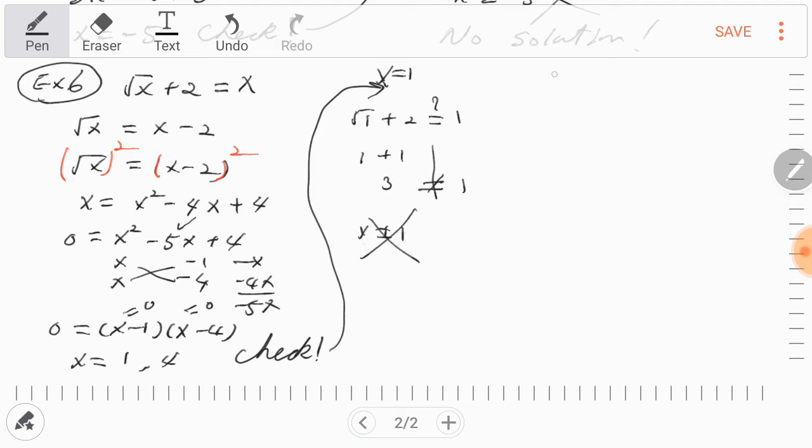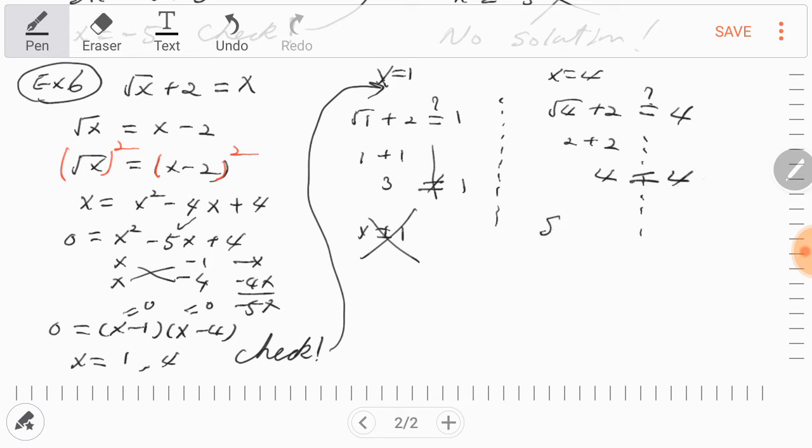Okay, what if x equals 4? Let's check it again. So square root of 4 plus 2, is it equal to 4? Just replace the x with 4 in the original equation. Then 2 plus 2 equals 4, and this is equal to 4. So this is, yes, true.